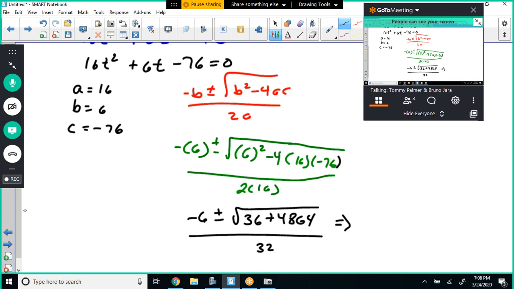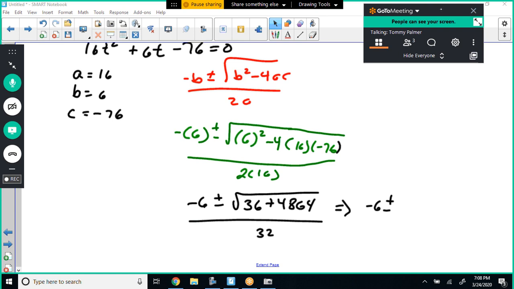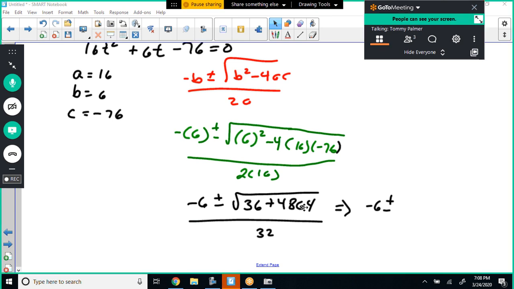And then we would do that. We'd do negative 6 plus minus. Let me get this. There we go. Good. That's better. Let me get back to here.